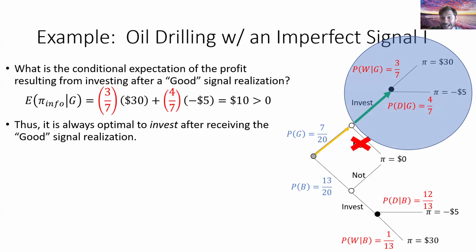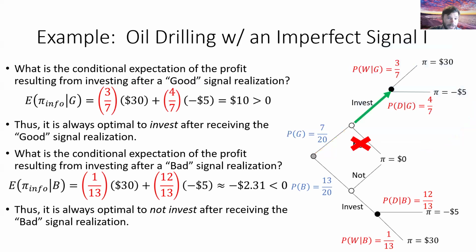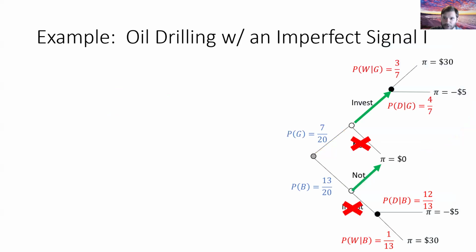Following a bad signal realization, that puts us on the bottom branch, which means we would get 30 with 1 out of 13 chance, -5 with 12 out of 13 chance. That would yield a negative expected payoff of roughly minus $2.3 million. And since that's smaller than 0, we would always rather stay out and take that certain payoff of 0 if we ever reached that decision node following a bad report. So again, we can really start to simplify our tree here.